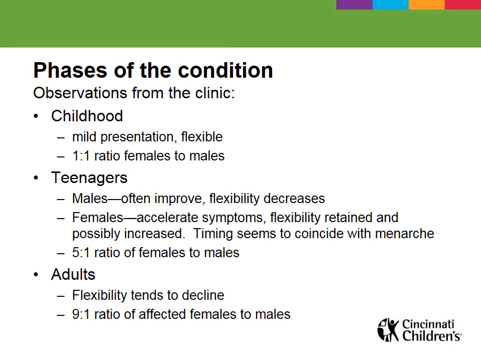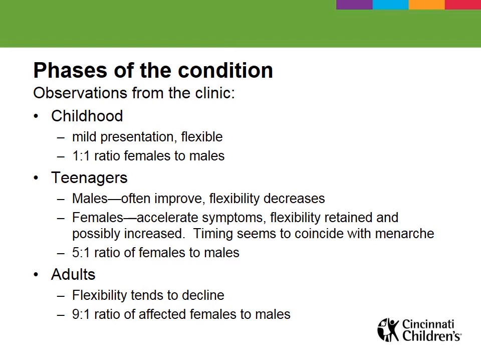In our clinical population, we often see in the teenagers that males have a tendency to drop out, and they often improve with their symptoms, and in some of them we've even seen their flexibility decrease over time. In contrast, with females, we often see an acceleration of their symptoms, and their flexibility is either retained and sometimes increased. This timing often seems to coincide with menarche. And at that point, in our own particular clinic, what we're seeing is about a 5-to-1 ratio of affected females to males.